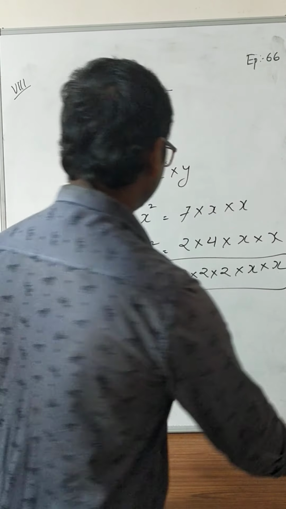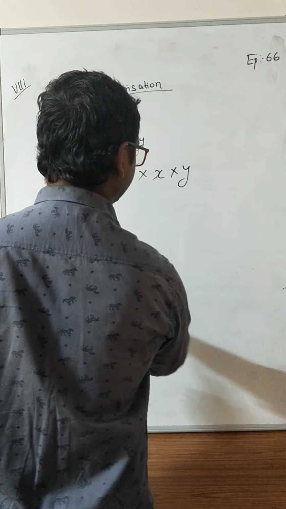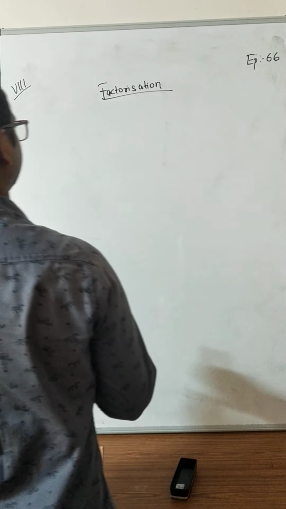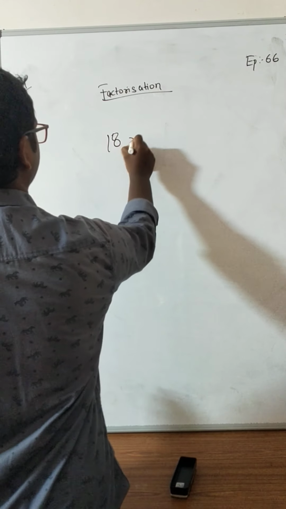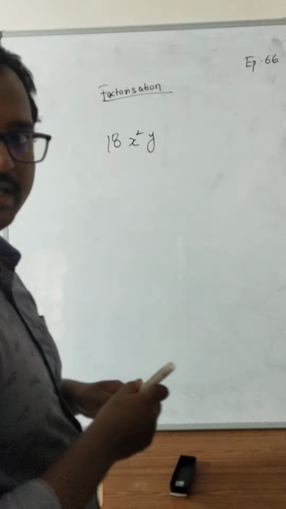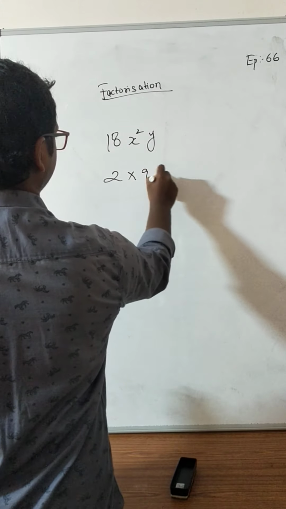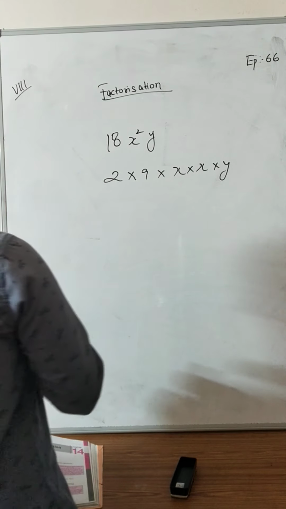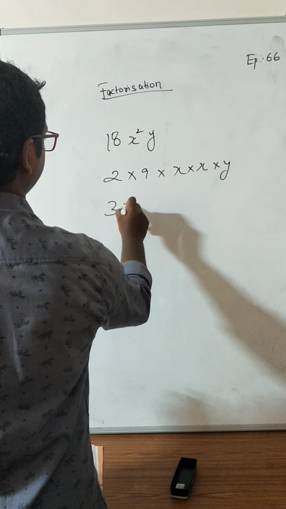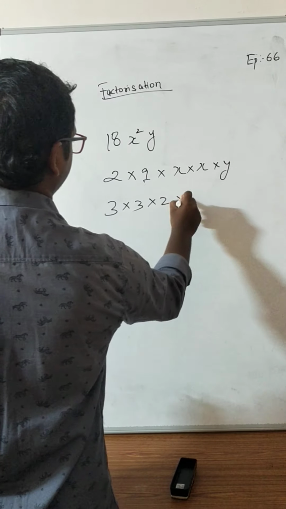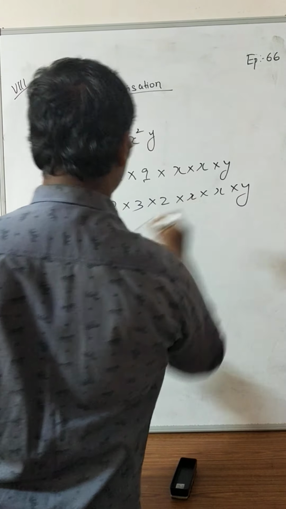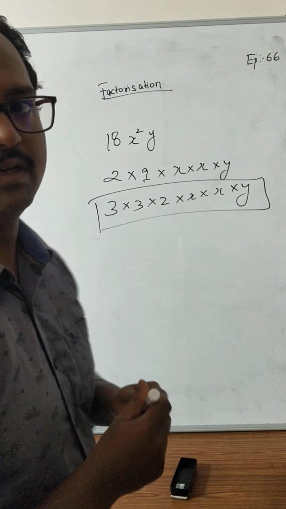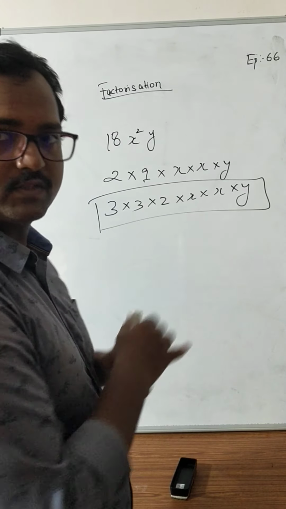Now see one more number, 18x square y. When I say 18, I can write it as 2 into 9 into x square, which is x into x, and y. Or we can write it as 3 into 3, which is 9, into 2 into x into x into y. Both are right, but the best one is the second one. So these are the factors of an algebraic expression.